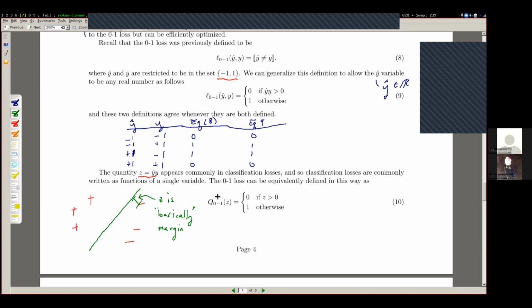And in particular, you should think about this loss function as somehow existing along that perpendicular line, this line right here. This Q function exists along that line. That's the range of the Q function, or the domain of the Q function.